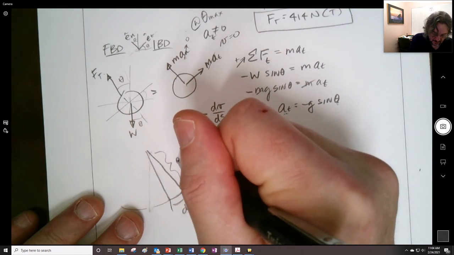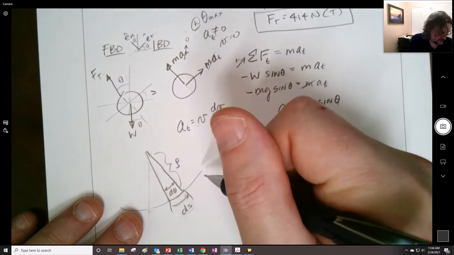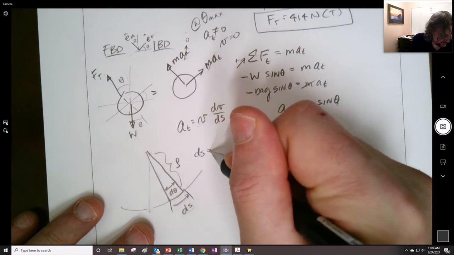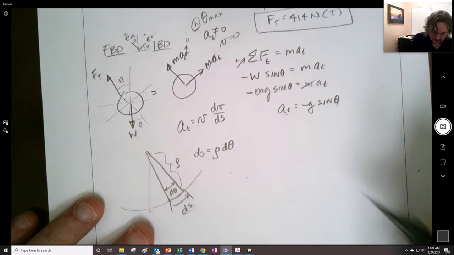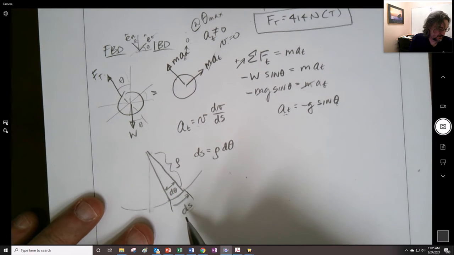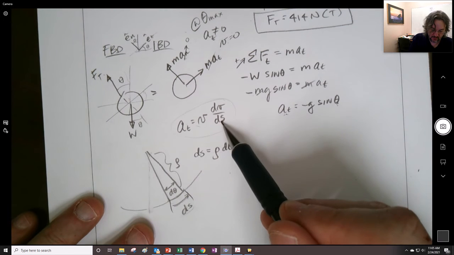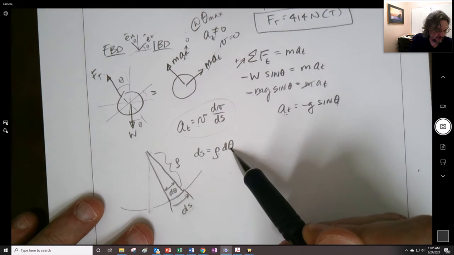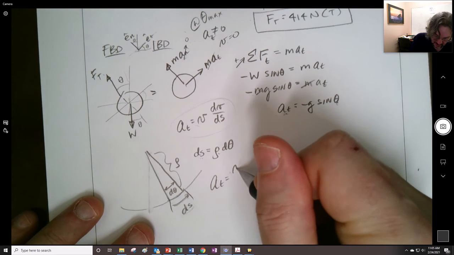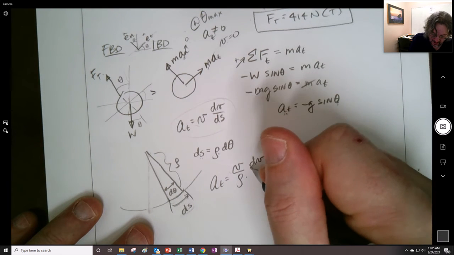Here is, I'll call it rho, and inside here is d theta, right? So what we can say here is that ds is going to be equal to rho times d theta. That's the arc length. So we can replace ds with rho d theta, and we can say that the tangential acceleration is going to be the velocity divided by rho times dv d theta.